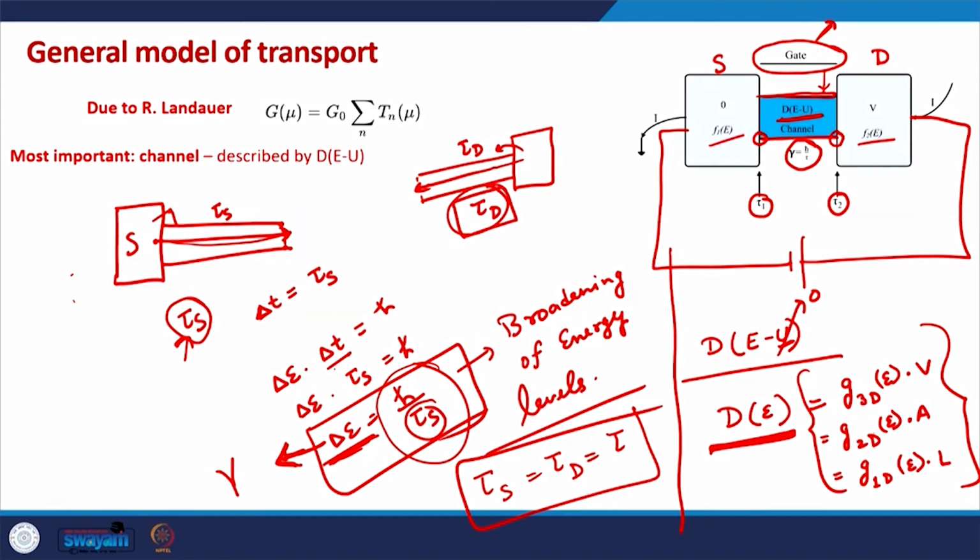This model was given by Rolf Landauer, and originally he gave this formula for the conductance of a 2D conductor, where G is the conductance, G naught is a constant, and T is the transmission eigenvalues, so to say. The theory given by Landauer was simplified and recontextualized by Supriyo Datta and later on Mark Lundstrom, and that's what we will study in the next class.